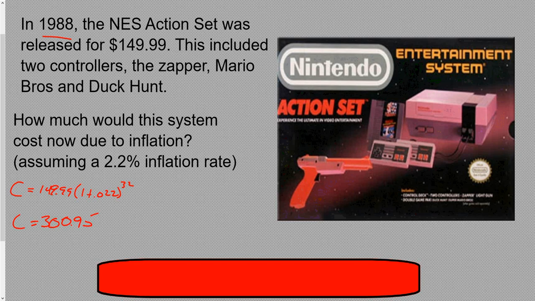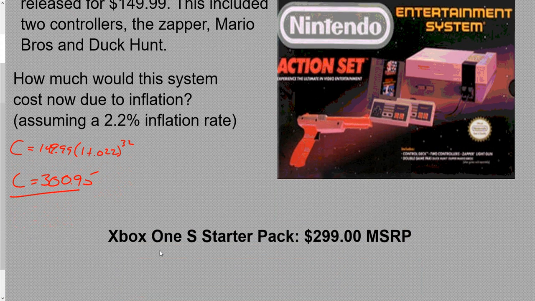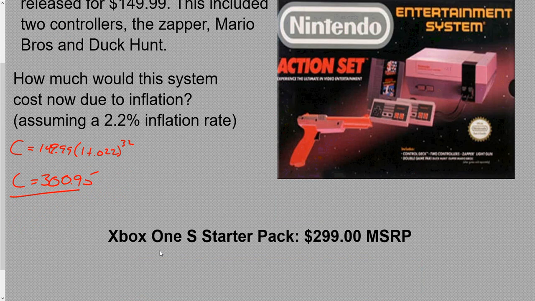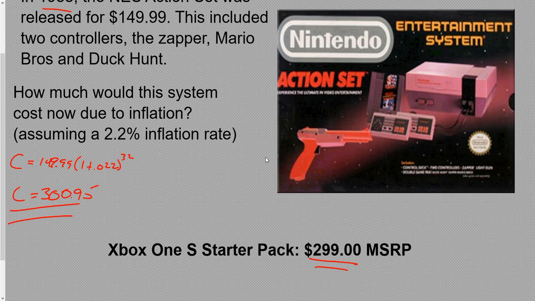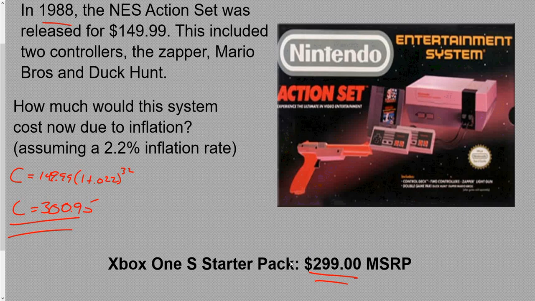is what I'm getting. And what's interesting is the Xbox One starter pack, Xbox One S, which came out in like what, 2018, 2019, $299 manufacturer suggested retail price. That's what MSRP stands for. So take a look at those two numbers. They are, for all intents and purposes, the same. So what's kind of interesting is the cost of video games has not really gone up, right? That's what inflation does. It just makes the price artificially go up.